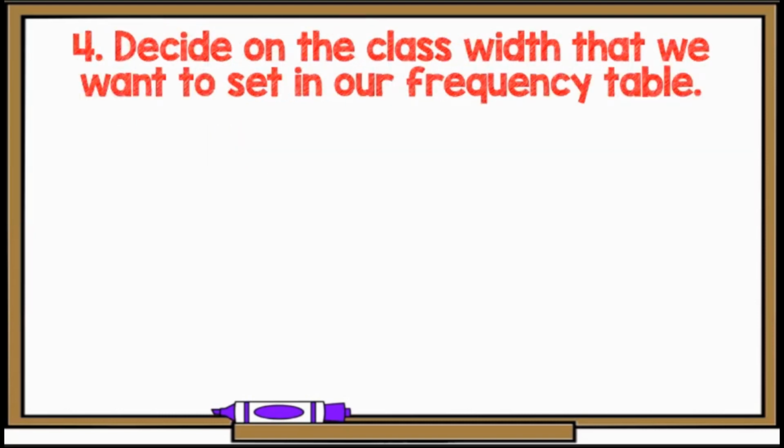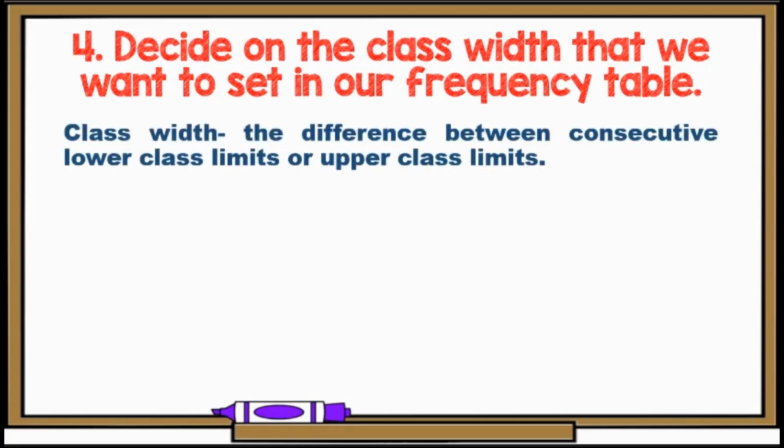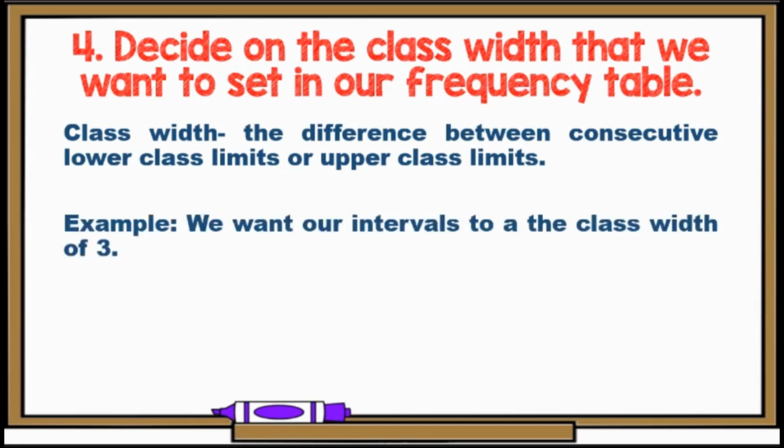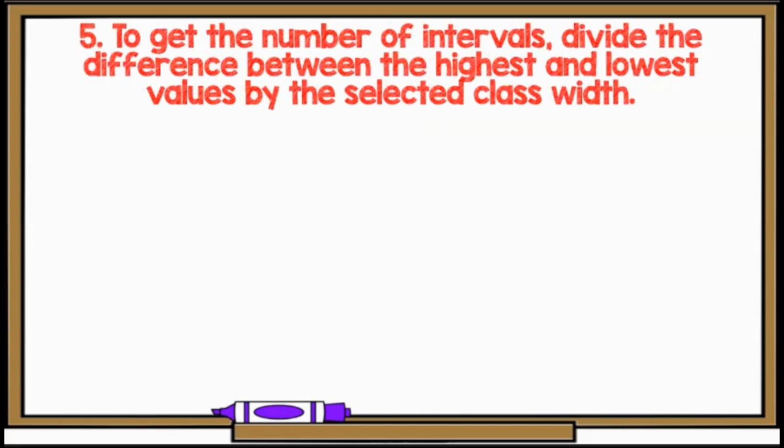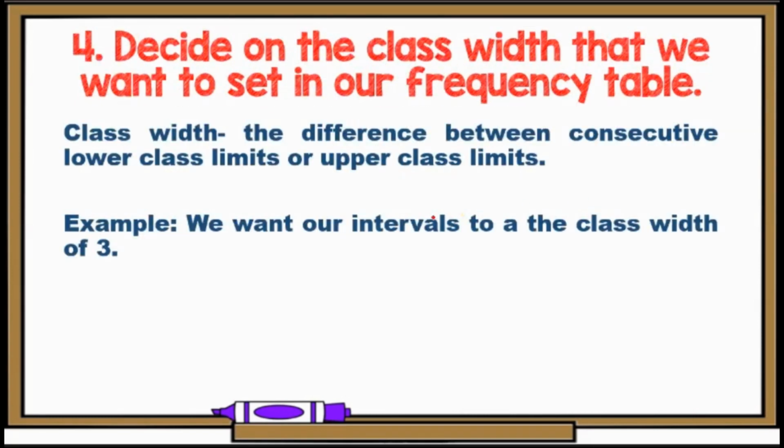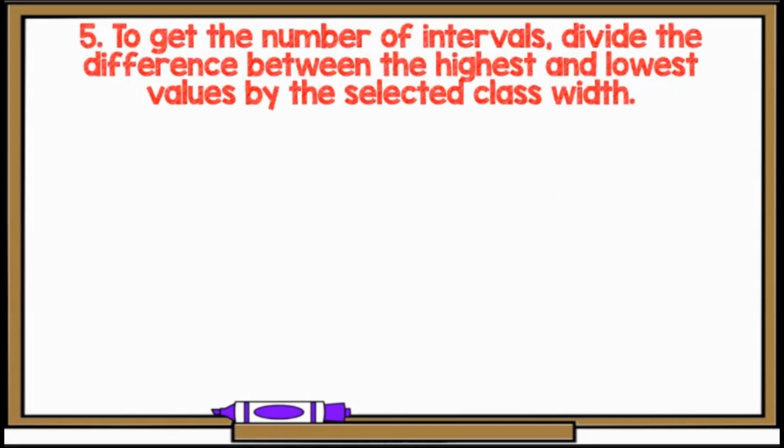Now, let's go to step 4. Decide on the class width that we want to set in our frequency table. What is class width? When we say class width, it is the difference between two consecutive lower class limits or upper class limits. For example, we want our intervals to have the class width of 3. Now let's go back to our steps.